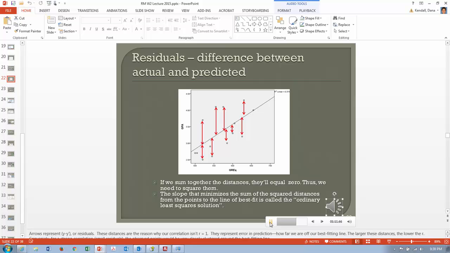Okay, so the reason that it's the sum of the squared distances is because if we just took the distances themselves, they would equal 0. Remember, all the residuals sum to 0, so we need to square them first, similar to the way we square the deviations when we're calculating variance and standard deviation. So it's the same kind of idea. The arrows represent the observed y minus the predicted y values, and these are residuals. And if the correlation was 1, all those points would be on the line perfectly.